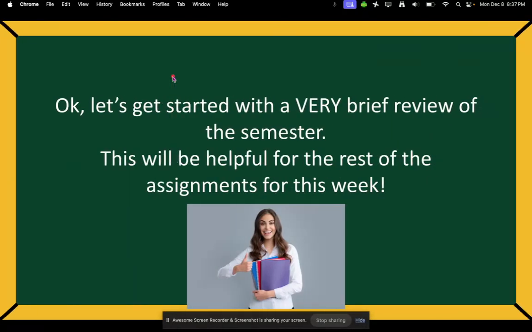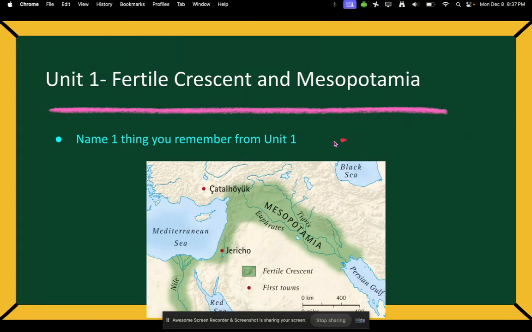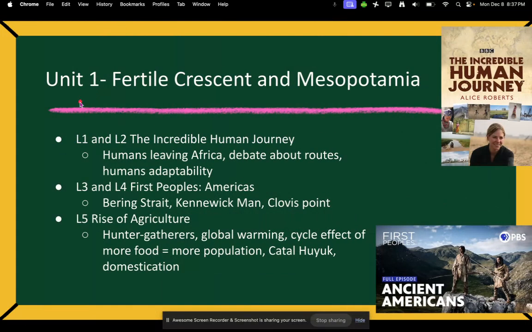All right. So let's get started with a very brief review of the semester. This will be helpful for the rest of the assignments for this week. So in Unit 1, we talked about the Fertile Crescent and Mesopotamia. So name one thing you remember from Unit 1. I know, it seems like a long time ago, but it really wasn't that long ago if you think about it.